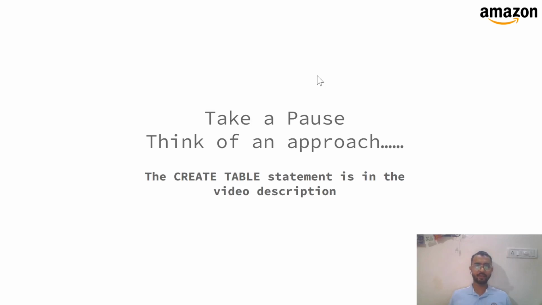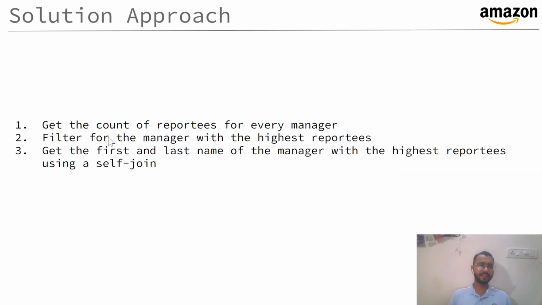Meanwhile, I'll tell you what the approach will be. It's a three-step problem. We'll provide the solution in three simple steps. The first is that initially we'll get the count of reportees for every manager. For example, manager one, how many reportees does he have? Manager two, how many reportees does manager two have? And so on. Then we will filter for the manager with the highest reportees, which we can do by using a max filter or by doing an order by and limit statement. And finally, we will get the first name and last name of the manager with the highest reportees using a self join.